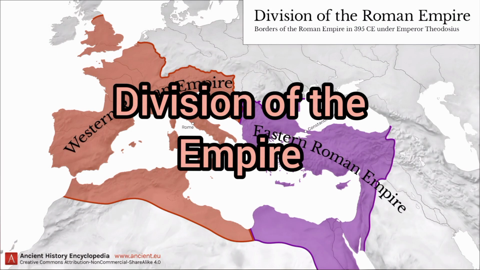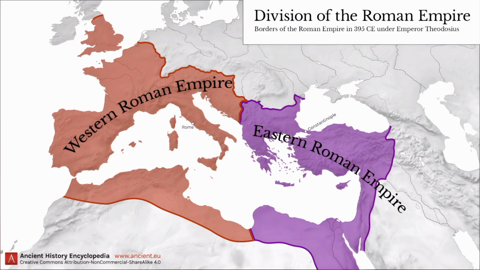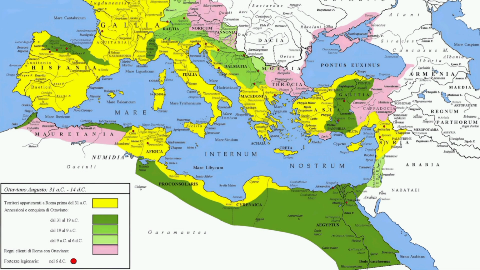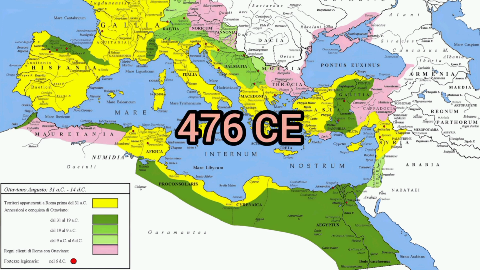Division of the empire. The Roman Empire was divided into the Western and Eastern Roman Empires, with the latter, the Byzantine Empire, surviving for centuries. The division weakened the West, which eventually fell to barbarian invasions in 476 CE.